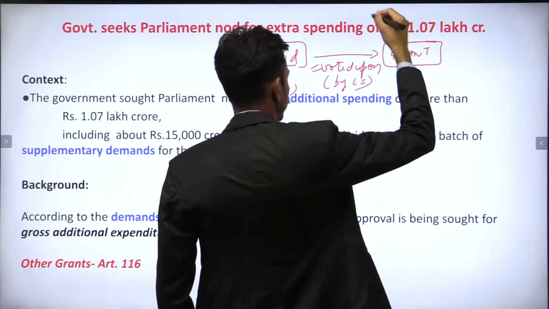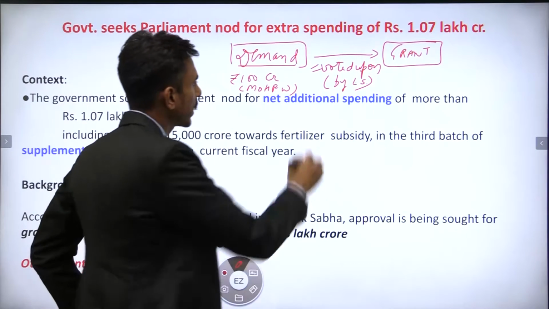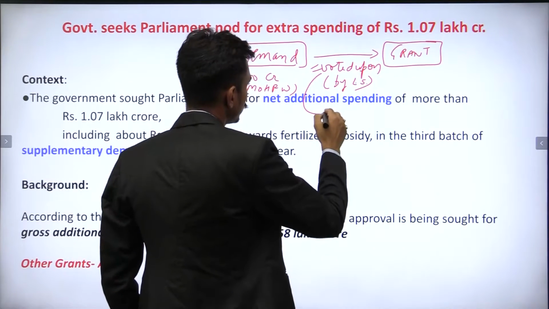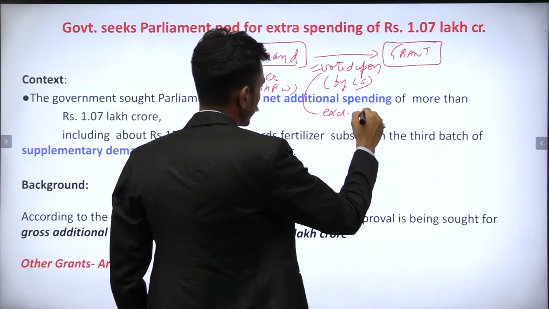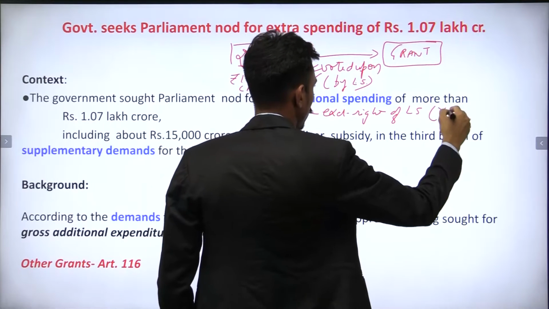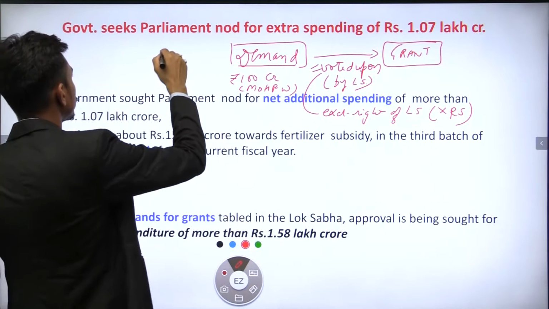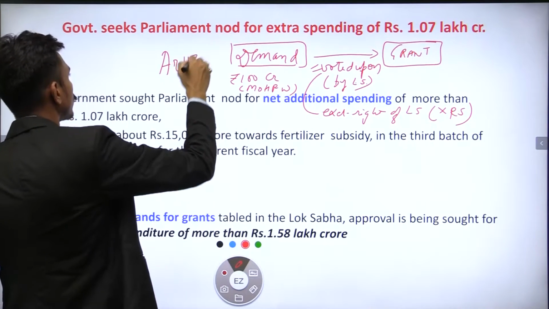That means a grant has been made, right? It has been voted upon. And guys, here we discussed that it is an exclusive right of Lok Sabha. That means Rajya Sabha cannot vote upon the demand for grants. And this is mentioned under Article 113 of the Constitution.